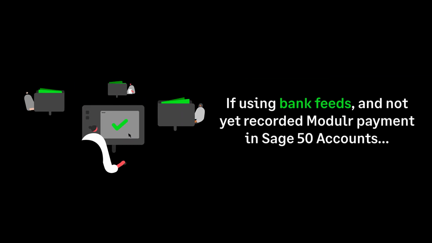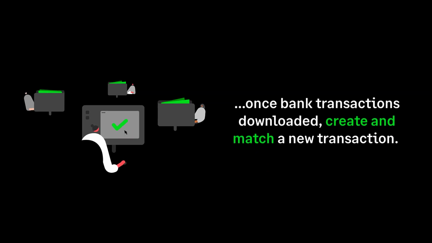Alternatively, if you're using bank feeds and you've not yet recorded the Modulr payment in your Sage 50 accounts data, once your bank transactions have been downloaded, you can create and match a new transaction instead.